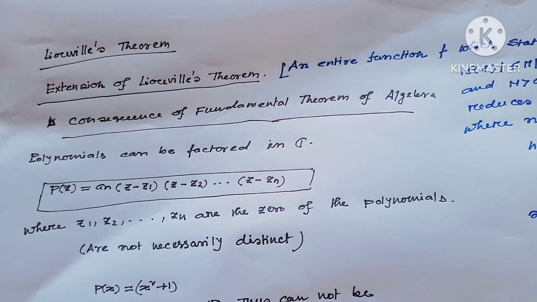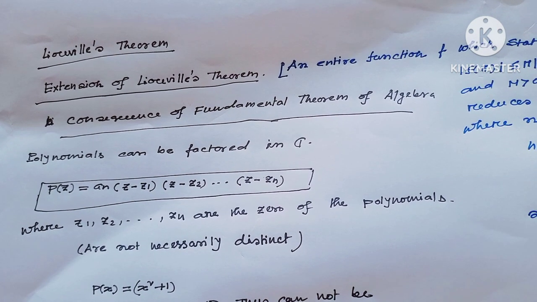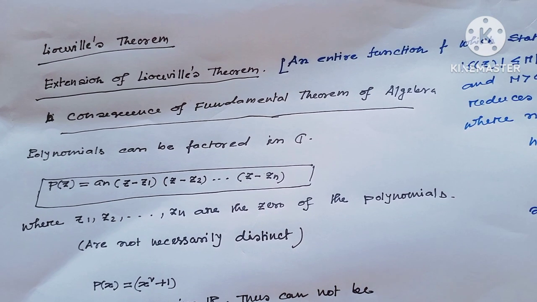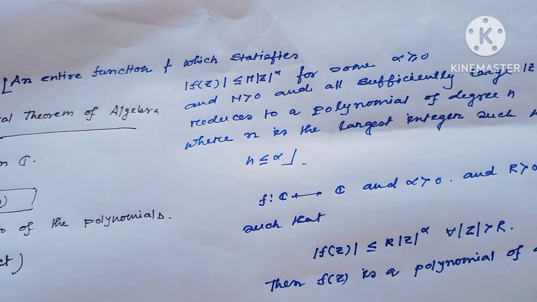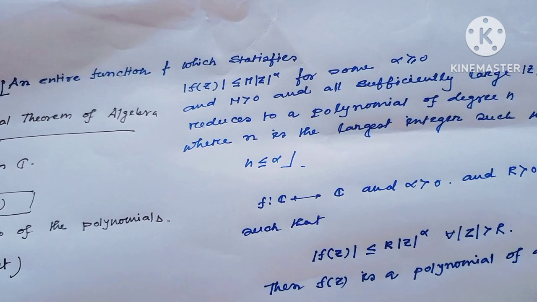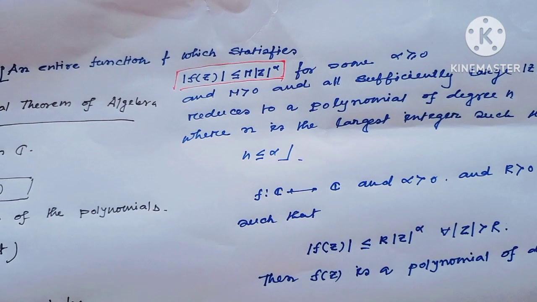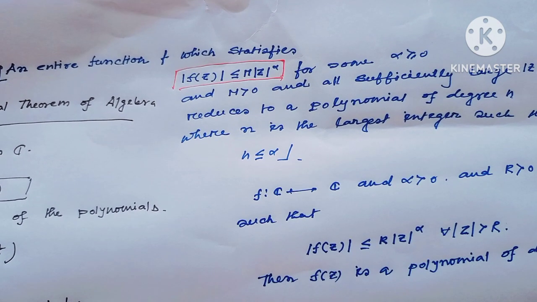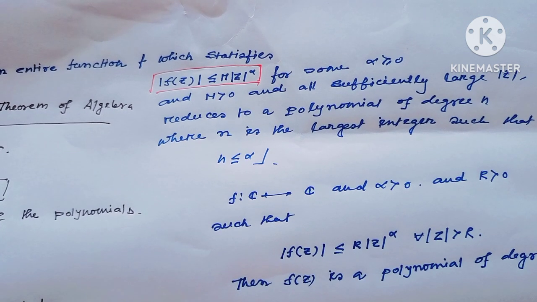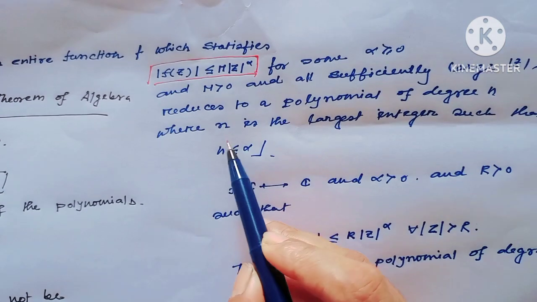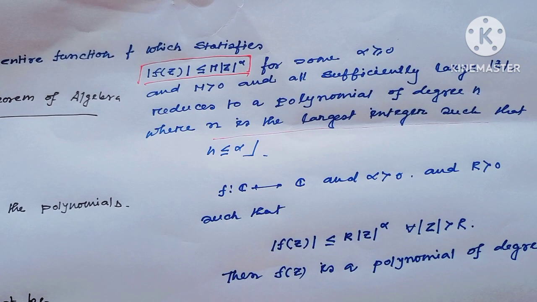In my previous video, I had seen what is the Liouville theorem, and what is the extension of Liouville theorem. The extension of Liouville theorem says: an entire function f which satisfies modulus of f(z) less than or equal to capital M times mod z to the power alpha, for some alpha greater than or equal to 0 and M greater than 0, for all sufficiently large mod z, then f reduces to a polynomial of degree n, where n is the largest integer such that n is less than or equal to alpha. This is the extension of Liouville theorem.